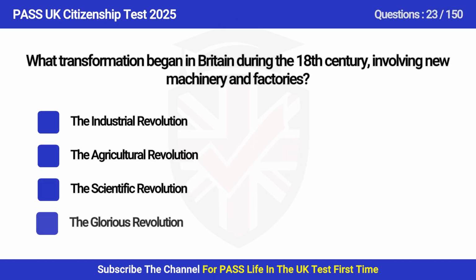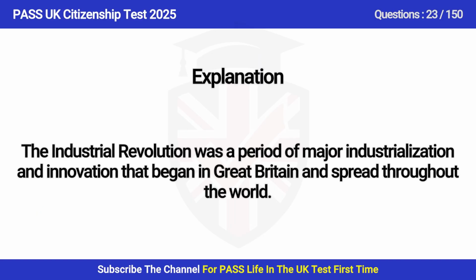Question 23. What transformation began in Britain during the 18th century involving new machinery and factories? A. The Industrial Revolution, B. The Agricultural Revolution, C. The Scientific Revolution, D. The Glorious Revolution. Answer is A. The Industrial Revolution. The Industrial Revolution was a period of major industrialization and innovation that began in Great Britain and spread throughout the world.